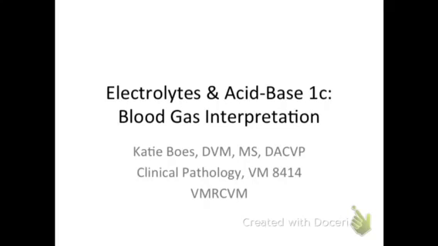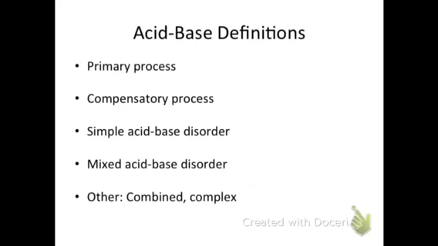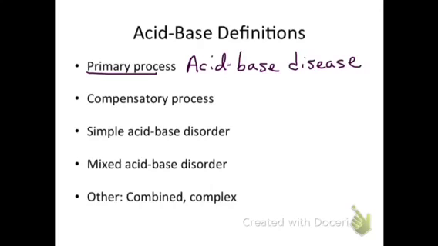This lecture is going to be on how to interpret blood gas data. A primary acid-base disturbance is when there's a disease in a system, either metabolic or respiratory, that ultimately results in an acidosis or an alkalosis. A compensatory acid-base process is when a system, again either metabolic or respiratory, attempts to correct the primary acid-base disturbance.